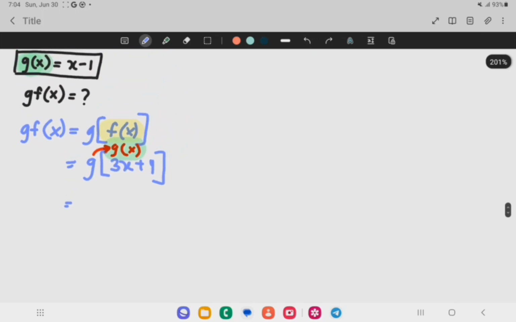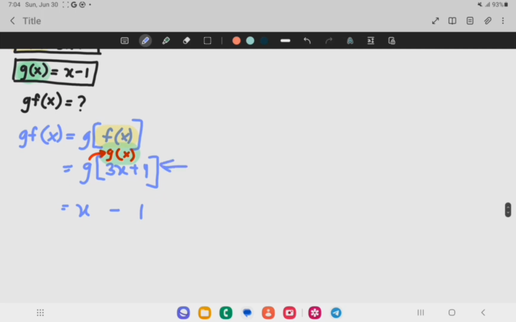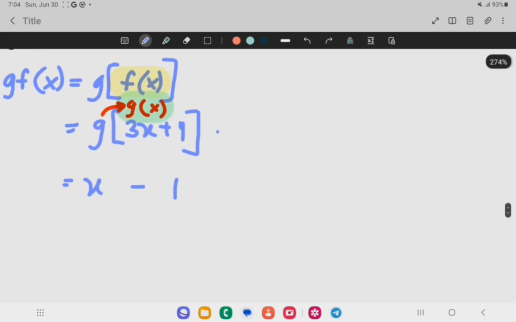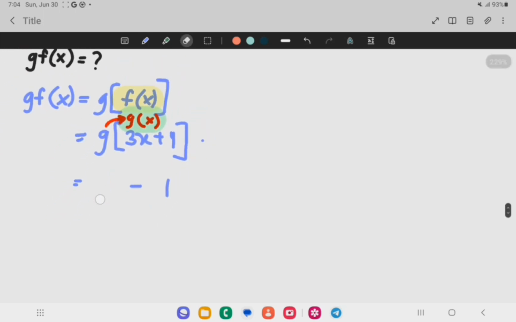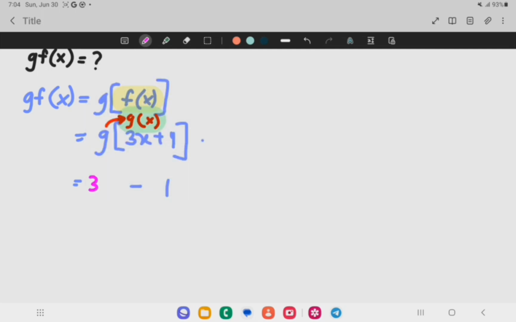So now I'm just going to substitute the value, which is x minus 1. I mean the equation. But is this correct? No. Why? Because now we don't want to find the g(x) anymore. g(x) is already given in the question. So what we want to find is g(3x plus 1). What can you see here? The x, initially the x from here, becomes 3x plus 1, right? Since the x becomes 3x plus 1, we are just going to erase this x and replace it with 3x plus 1.